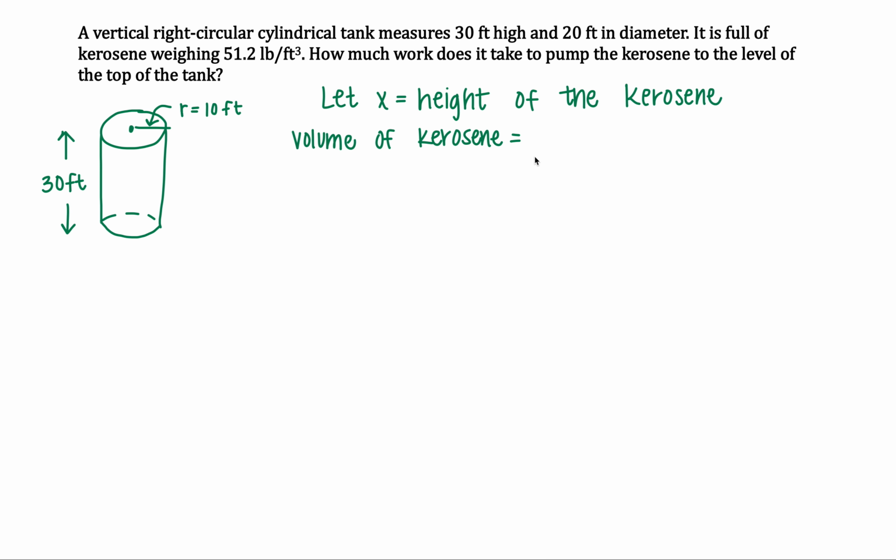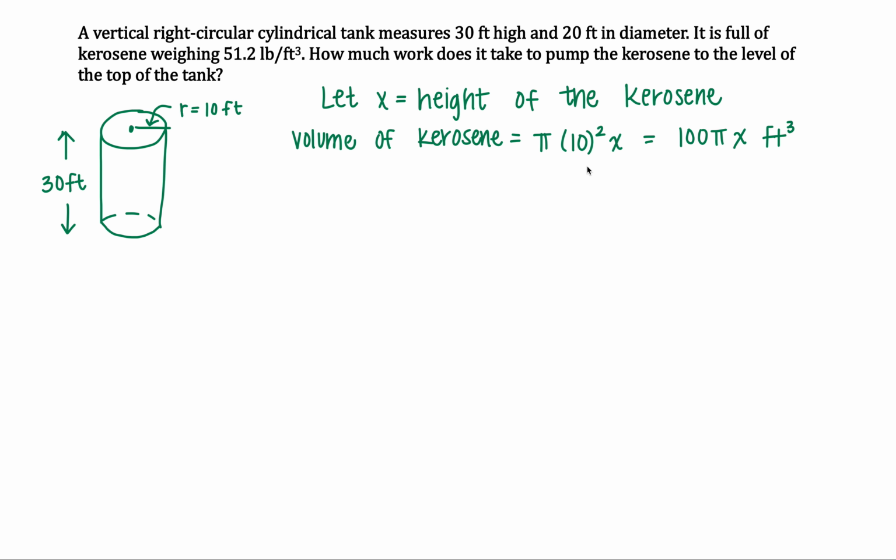The volume of kerosene is pi times the radius squared times the height. So pi times the radius, which is 10 squared, times the height, which is x. So the volume of kerosene is 100 pi x, and it would be cubic feet in this case.